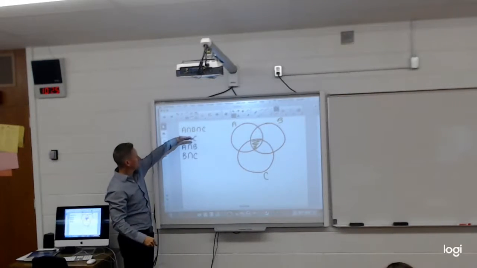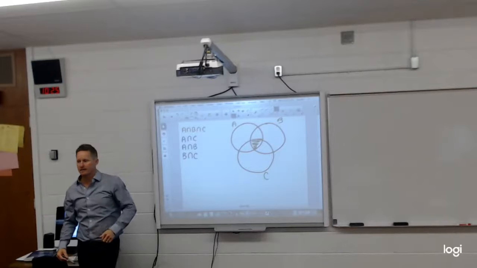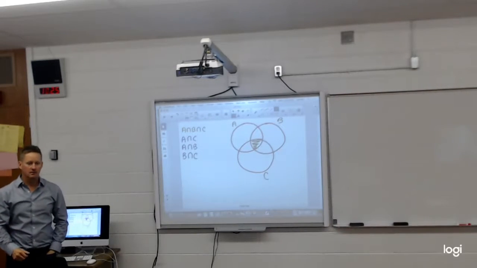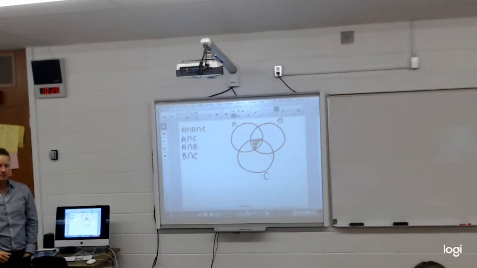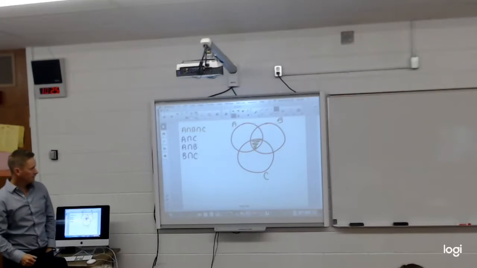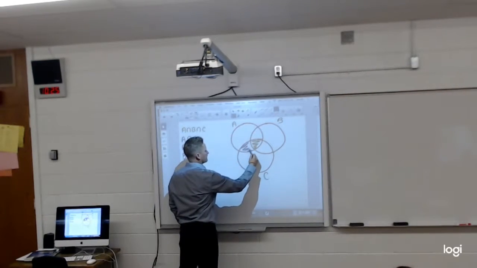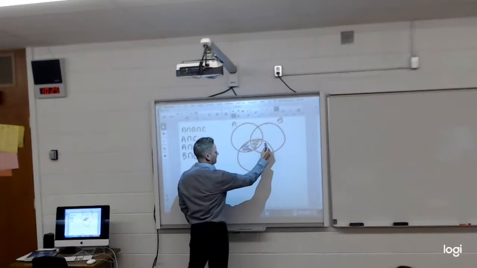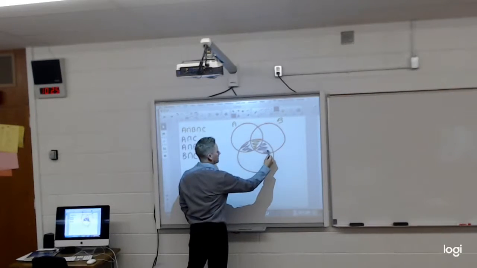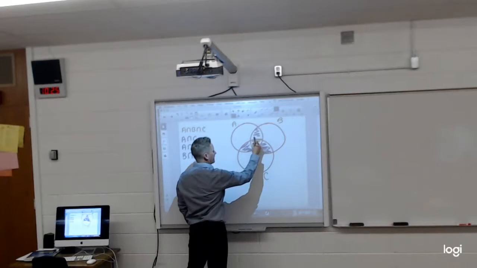Okay, so just explain that to me in words. What is A and C? It's where A circle and C circle intersect without the B circle being in there with it. Okay, good. So that would be right here. Agreed? And then I got right here. That's my B and C. And there's my A and B.